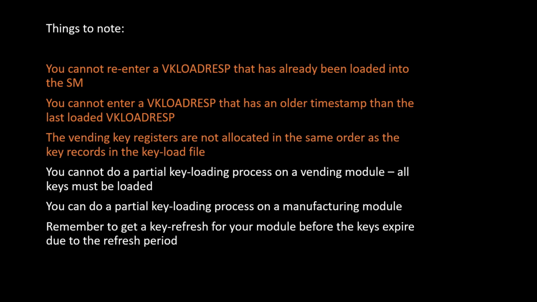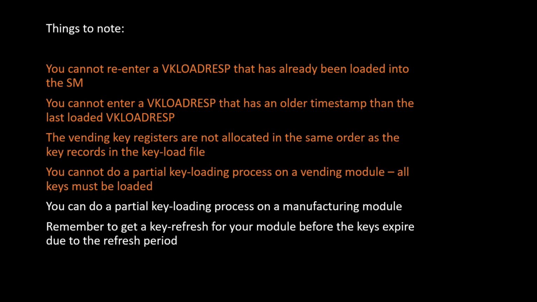The vending key registers are not allocated in the same order as the key records in the keyload file. Okay, and that I've explained already. It puts them in wherever it has space, and then you have to go and query the security module to get the actual position that a particular supply group code is in.